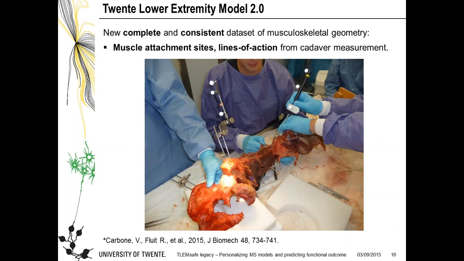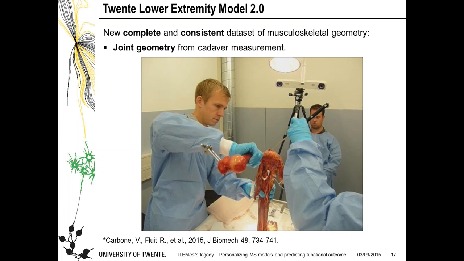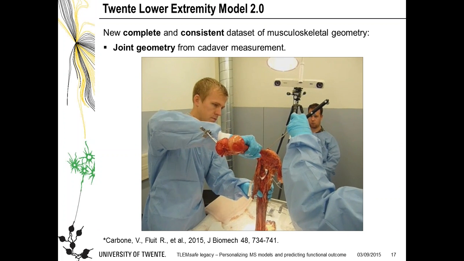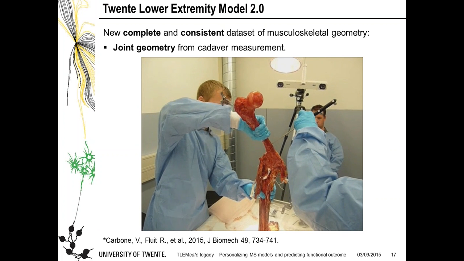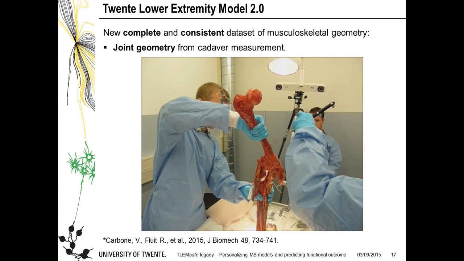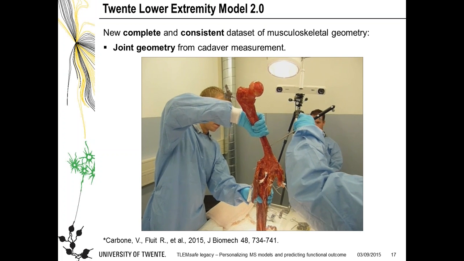In TLEM 2.0, muscle attachment sites, muscle line of action, and wrapping surfaces were measured on the cadaver specimen. Moreover, joint center position and joint axis direction were estimated from the relative position of bone segments within the joint range of motion. In this video, an optical tracking system was used to calculate the position of the femur with respect to the tibia in order to estimate the direction of the knee joint axis.